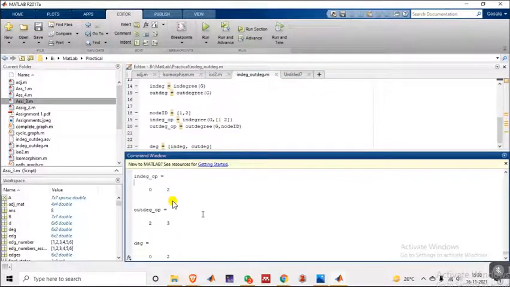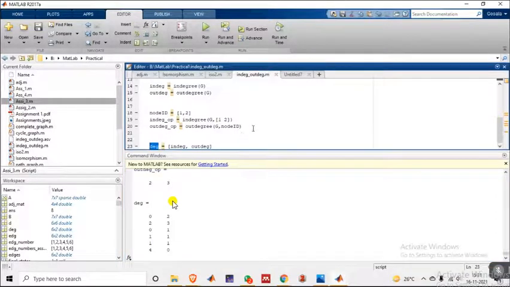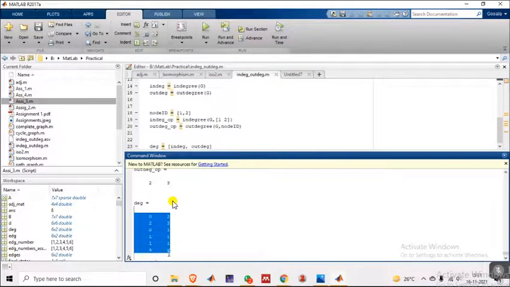And the last thing is, when you want to write both in degree and out degree together, I just created one more variable by the name DEG. In that I have given those variables which I have already calculated before. In degree I have already calculated here also. Out degree I have calculated from this. So I have given those two things. So we got it in the form of a matrix, which has in degree and out degree.